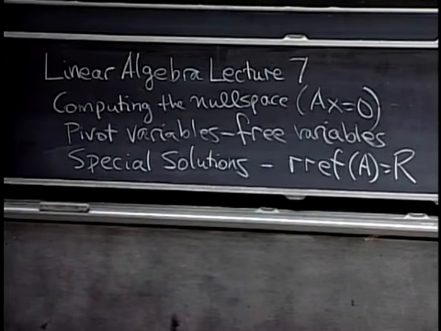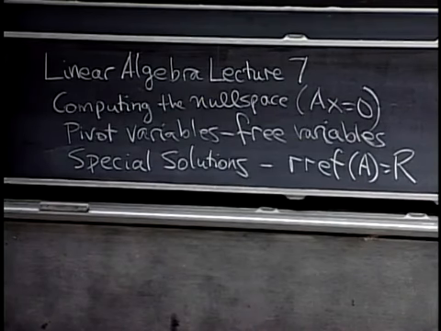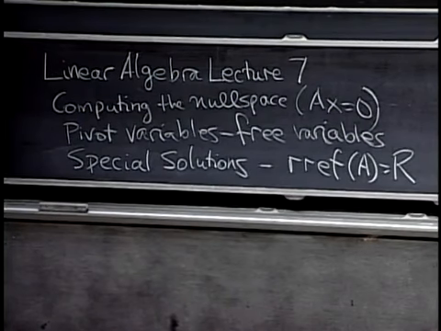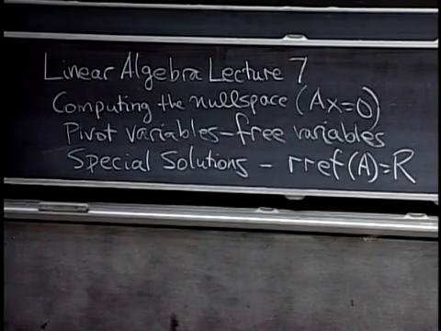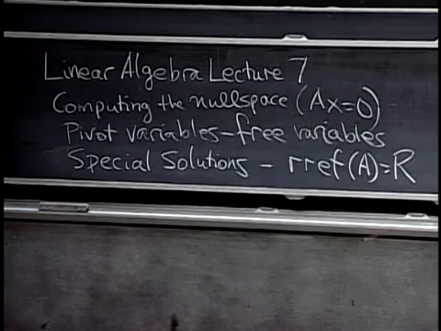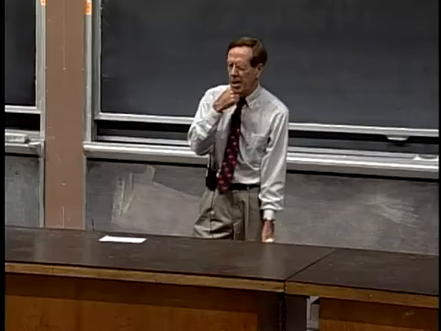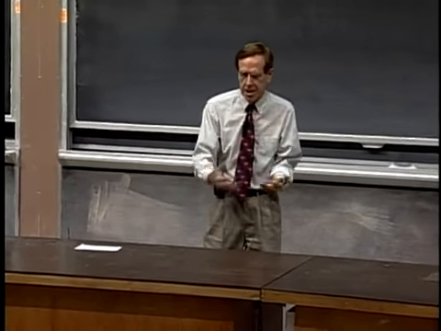Okay, here's linear algebra, lecture 7. I've been talking about vector spaces and especially the null space of a matrix and the column space of a matrix, what's in those spaces. Now I want to actually describe them. How do you describe all the vectors that are in those spaces? How do you compute these things?